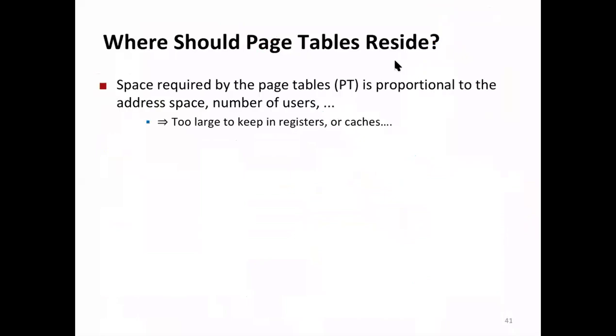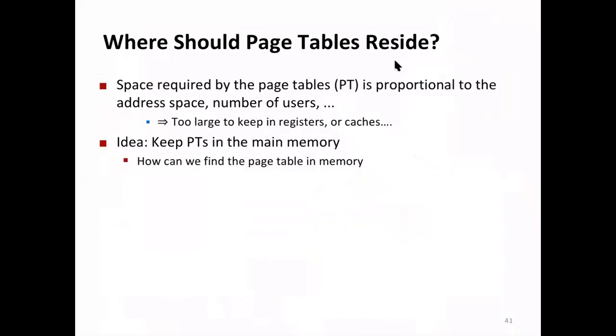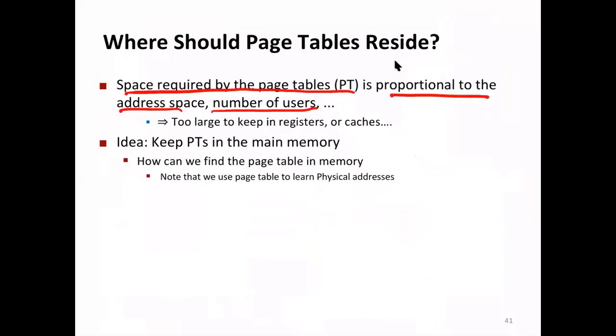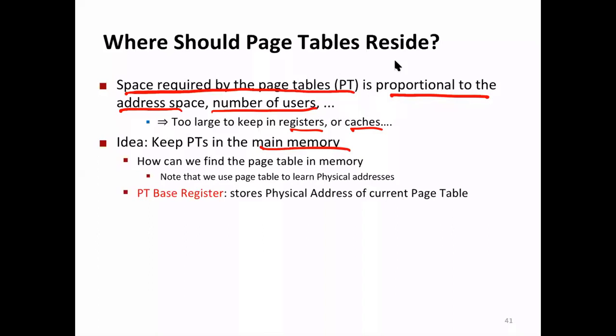Right now we assume, and will optimize later, that we keep this in main memory. The space required for the page table is proportional to the address space and the number of users, because each process will have a page table, and it can be very, very large. So we can't keep it in registers or caches. It has to be in main memory.